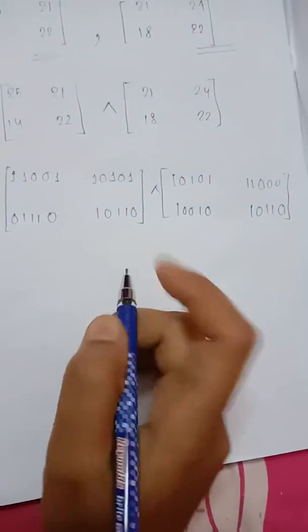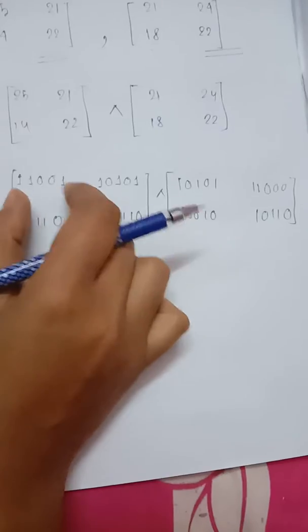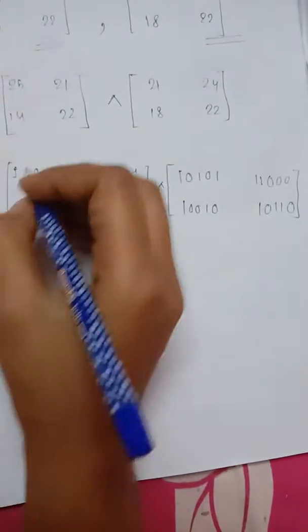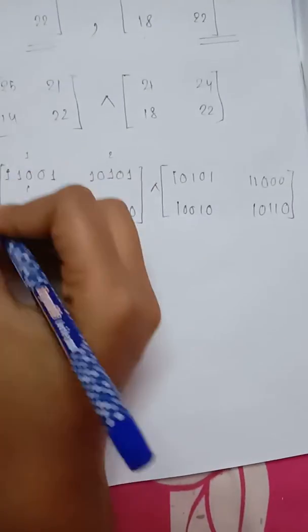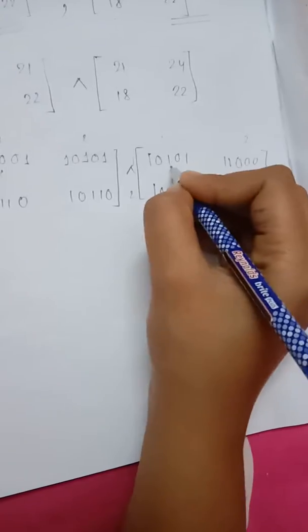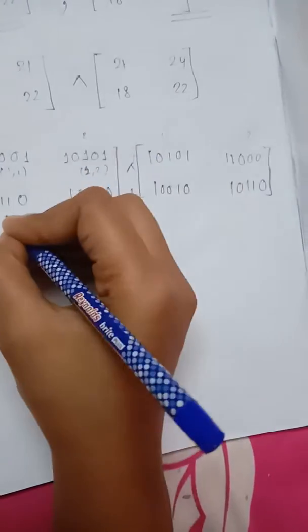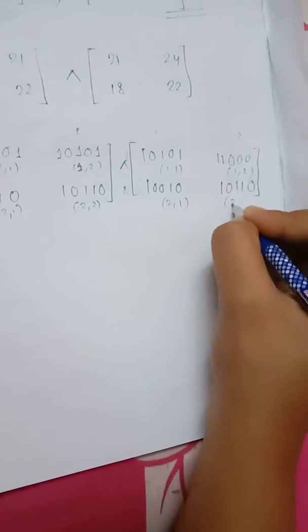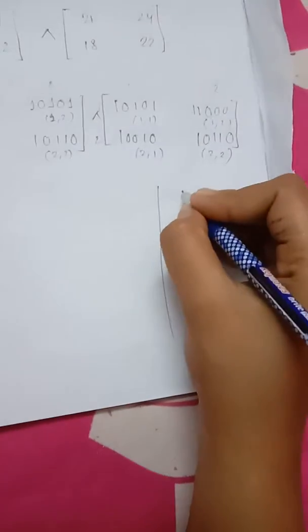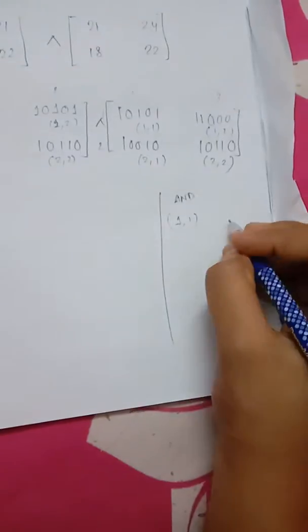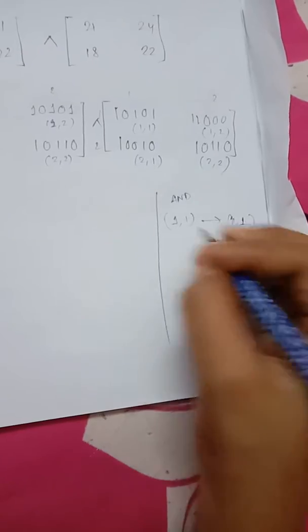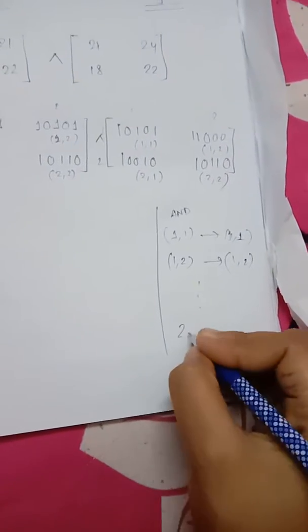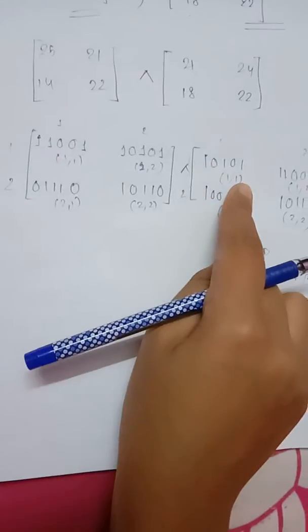Now we have to make the AND operation between these two matrices. What are the positions? If you start, they are the 11 position, 12 position, 21 position, 22 position. This is again 11, 12, 21, 22. Now we have to perform the AND operation between 11 of this and 11 of that, 12 of this with 12 of that, and the same for all four terms, up to 22 of this matrix with 22 of that matrix.